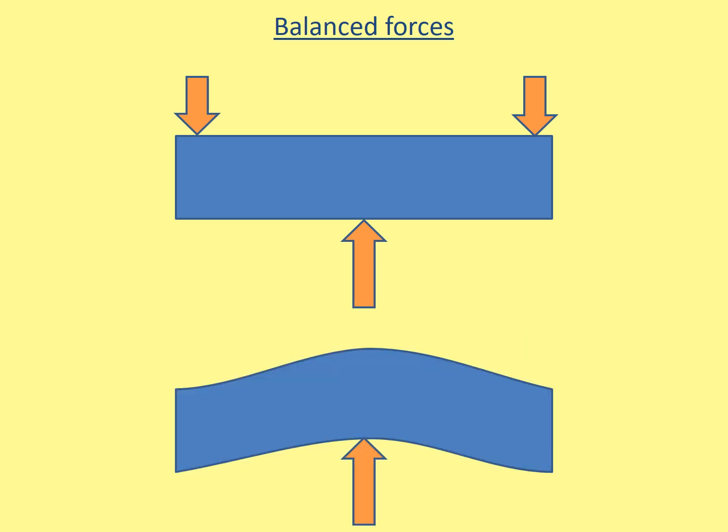Now, balanced forces can also cause a bend in an object. If forces are applied like this, then the object will bend like this. Now, a note to see is that the two arrows on top are half the size of the arrow on the bottom. This tells us that the forces are still balanced. There is a resultant force of 0 still.